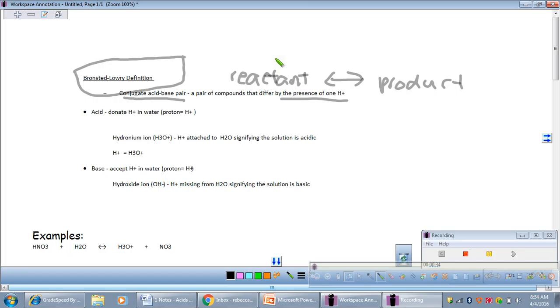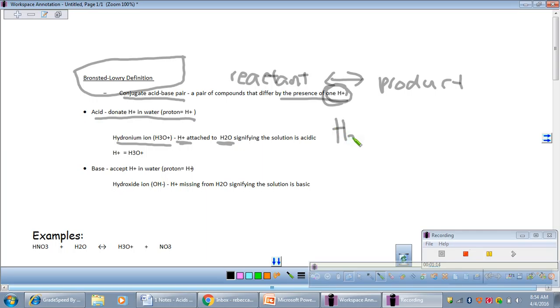So the conjugate acid-base pair, the reactant might have more hydrogen or less hydrogen than the product, but the fact that the hydrogen has been transferred in the reaction makes it an acid-base pair. So an acid is one that donates the proton, the H+, in water. And if we have an acidic solution, then it has the hydronium ion present, which is H3O+. Basically, it is H+ attached to H2O, signifying the solution is acidic.